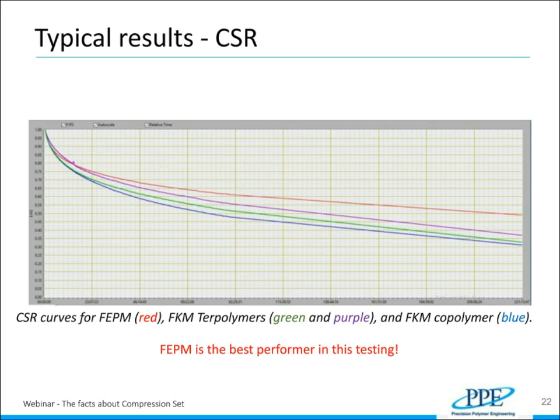However, when we're looking at CSR, all of our measurements are carried out at the test temperature, the temperature of interest. We get a far better indication of how the sealing force is decaying, and we remove the potential for our results being influenced by so-called cold set.